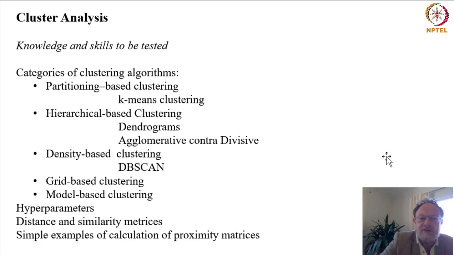And as a natural extension of that, we went into cluster analysis. I think a lot of the focus there was on looking at the large variety of different kinds of clustering techniques. I would say we mostly looked at positioning-based clustering, where k-means clustering is the main approach. We looked at hierarchical-based clustering and also density-based clustering. We had some focus on the distance similarity metrics, which are more or less the same topic as for instance-based learning.